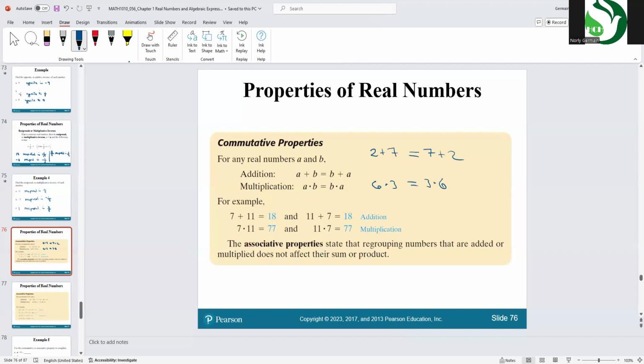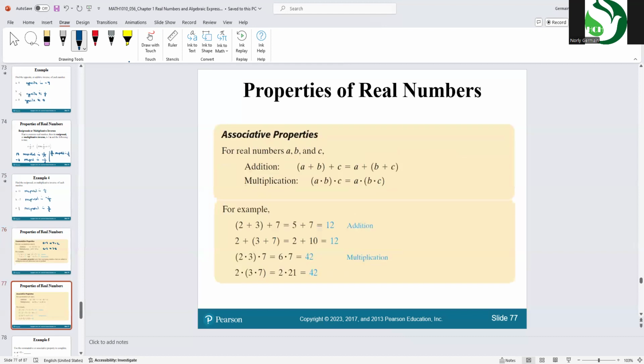The associative property states that regrouping numbers that are added or multiplied does not affect their sums. So when we talk about associative, look at that. If I have 2 plus 5 plus 3, it is the same thing as 2 plus 5 plus 3 grouped differently. So both would be equal to 10. It doesn't matter how you do it.